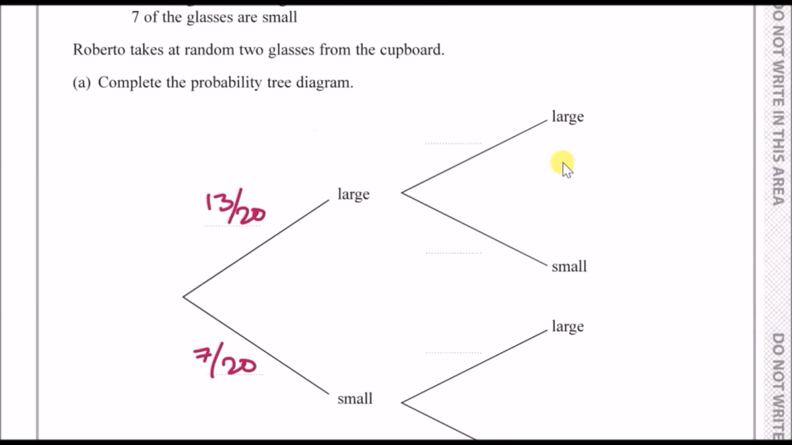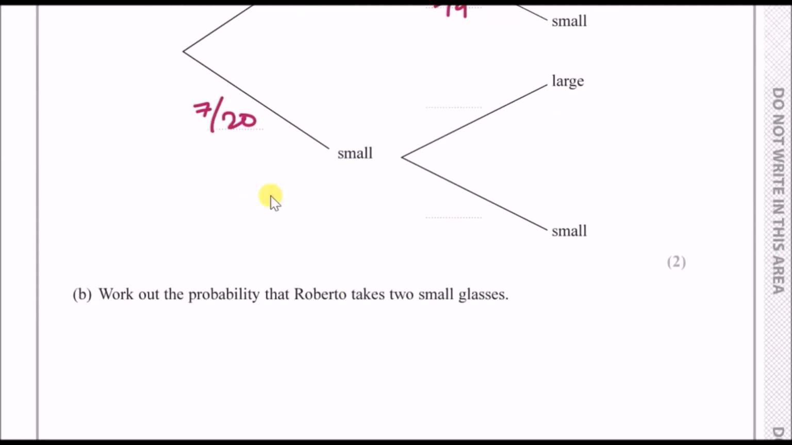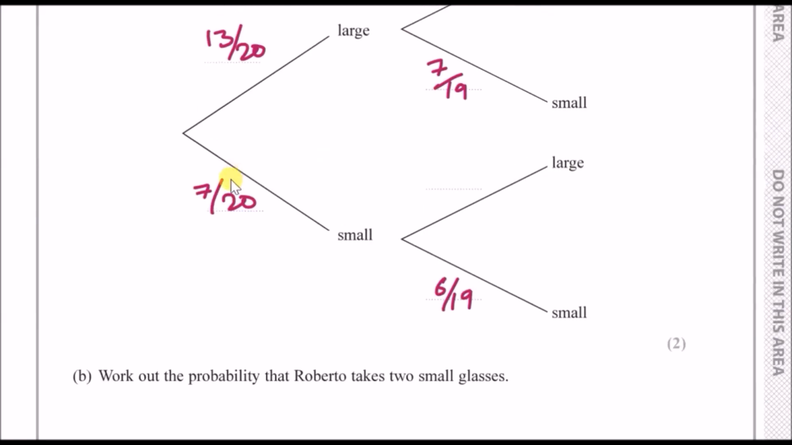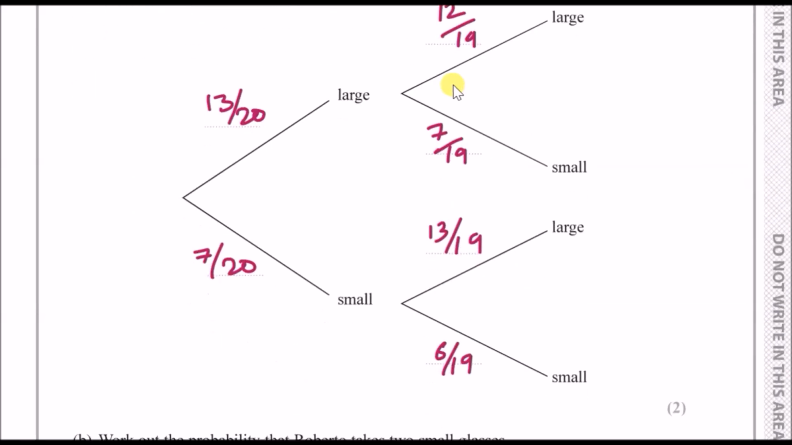Now, if we go to the next tree, because we took a glass out of the cupboard, this means we are now left with 19. Okay, that's what we're left with. Because you took a large out, you now have 12 large left, but you still have 7 on the top because you didn't touch the small. However, if you went downwards, if you took a small, you had 7, you would now have 6 left out of 19. Because you didn't touch the large previously, you would have 13 remaining out of 19. And yeah, guys, that's literally it for A.